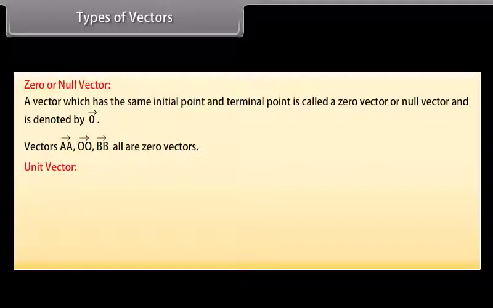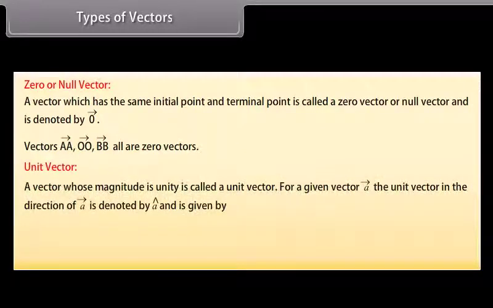Unit vector. A vector whose magnitude is unity is called a unit vector. For a given vector A, the unit vector in the direction of A is denoted by cap A and is given by cap A equals vector A by mod of vector A.